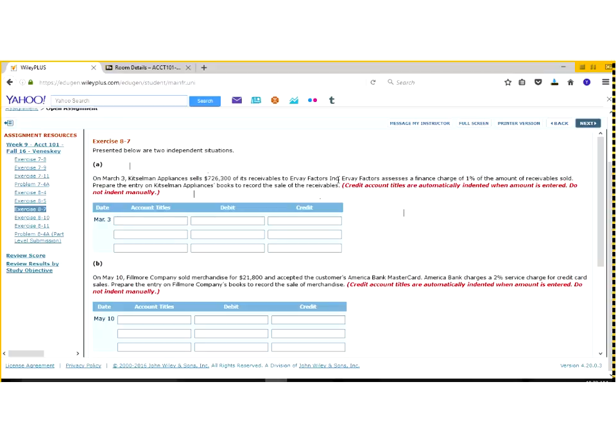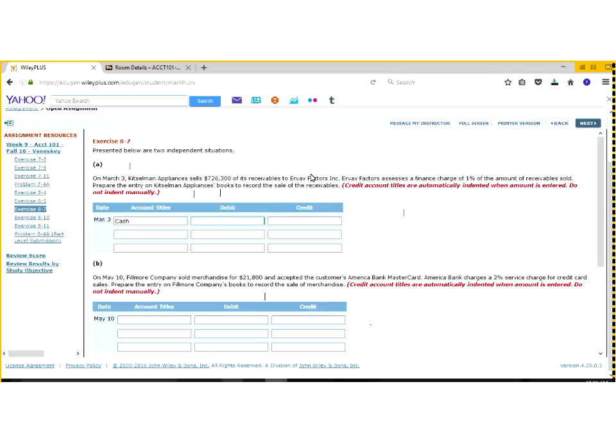We are willing to sell it at a fee to this other company, this factoring company, in exchange to get that cash right now so I can start buying more inventory possibly, or more supplies, or whatever it is I need, because I need the money. So on March 3rd, I'm going to show cash coming in, but not of the full amount.